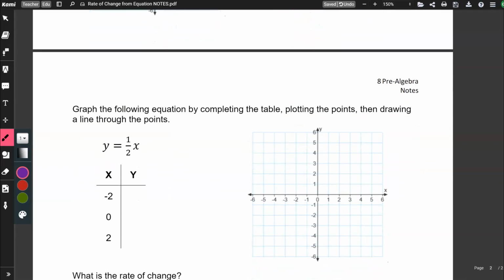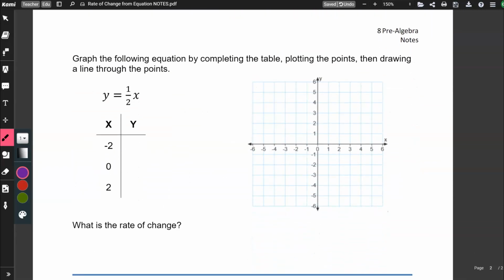All right. So take a minute and try to graph the following equation by completing the table, plotting those points, and then drawing the line through the points, okay? So I just want you to look at this equation. It's y equals 1/2 x, right? Remember, this is a multiplication step. I want you to try to complete the table, graph, and plot the points. And then once you're done with that, you can unpause the video.